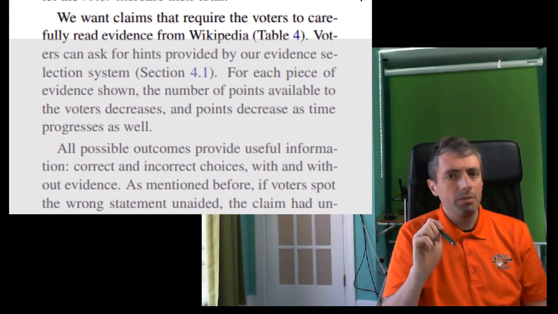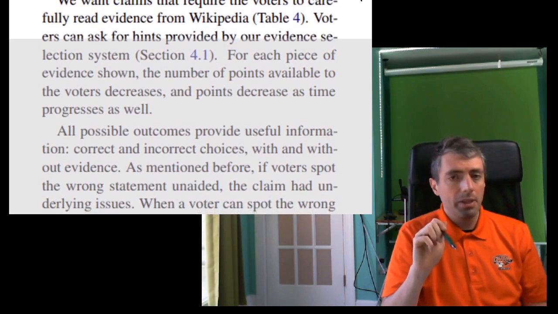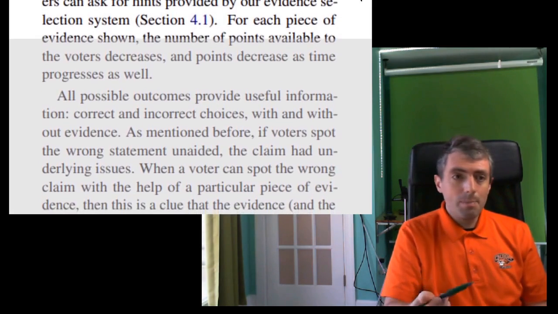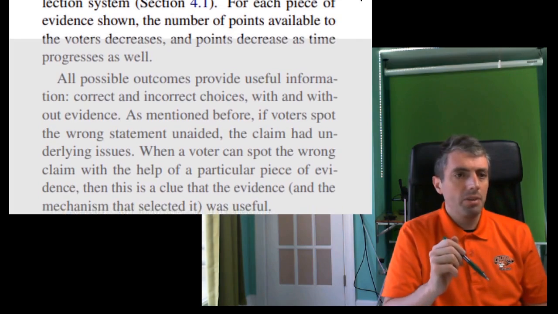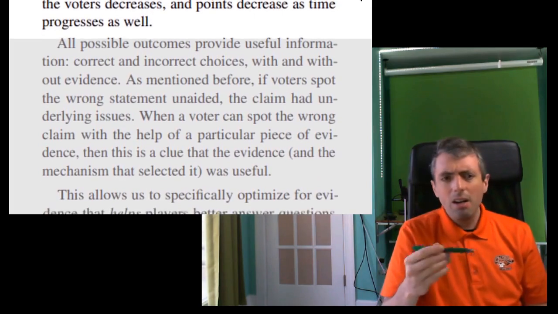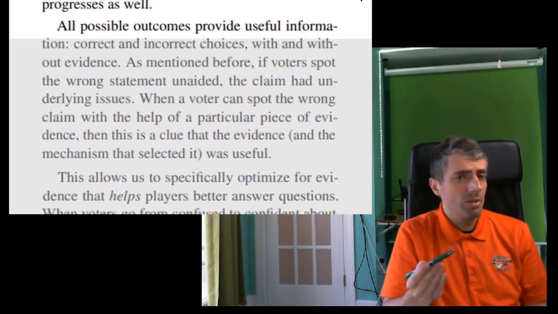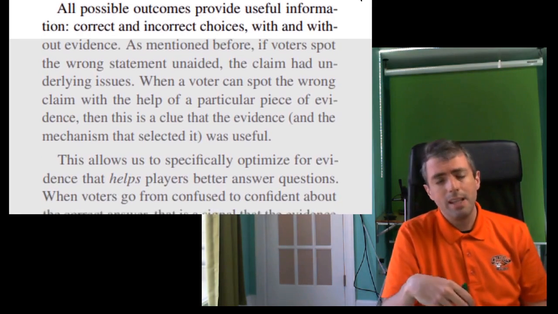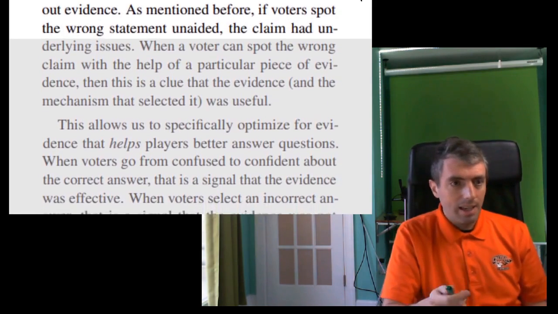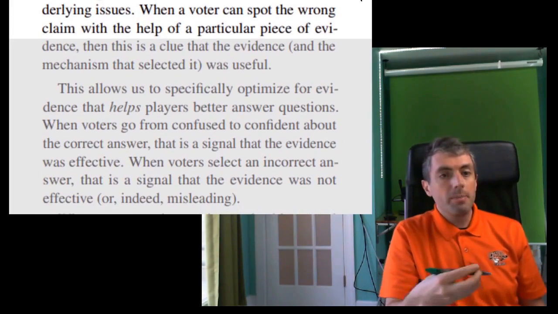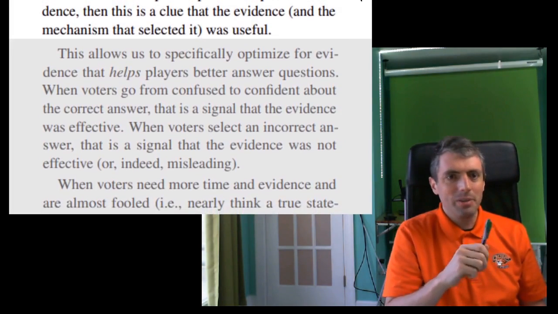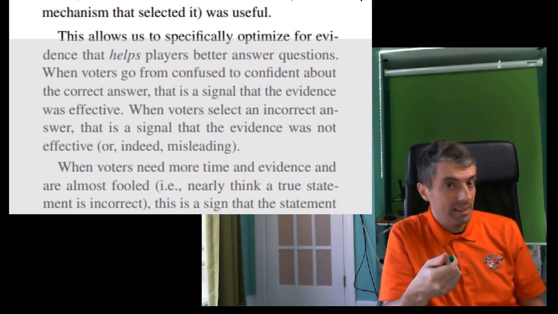We want claims that require the voters to carefully read evidence from Wikipedia. Voters can ask for hints provided by our evidence selection system. For each piece of evidence shown, the number of points available to the voters decreases, and points decrease as time progresses as well. All possible outcomes provide useful information: correct and incorrect choices, with and without evidence. As mentioned before, if voters spot the wrong statement unaided, the claim had underlying issues. When a voter can spot the wrong claim with the help of a particular piece of evidence, then this is a clue that the evidence, and the mechanism that selected it, was useful.